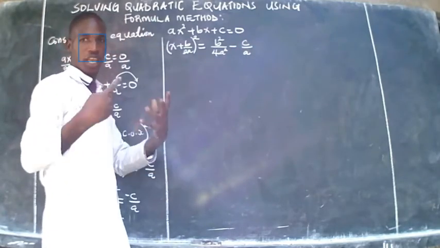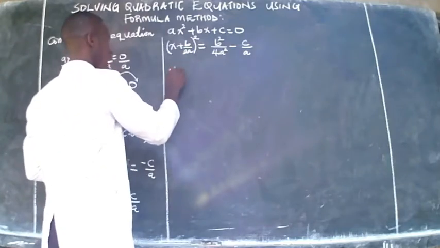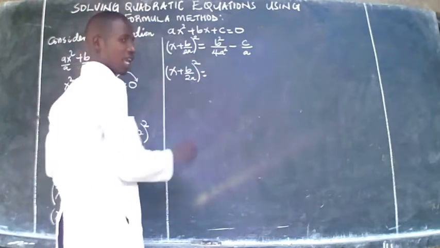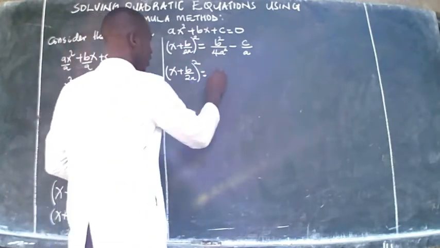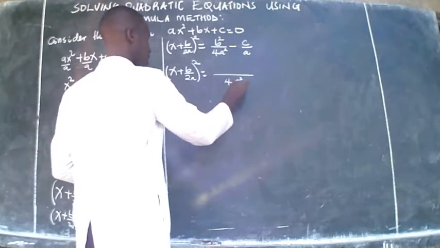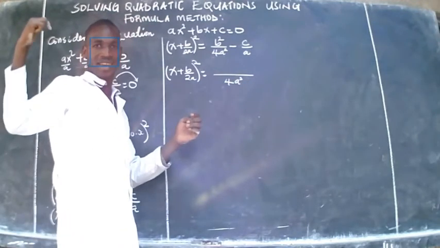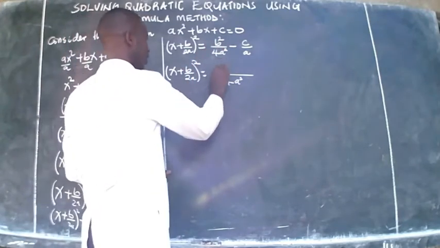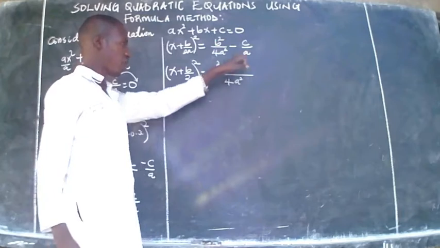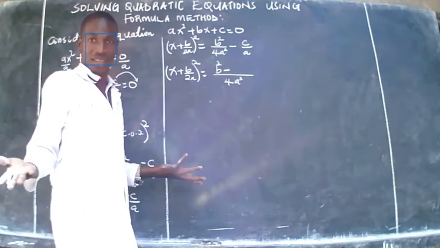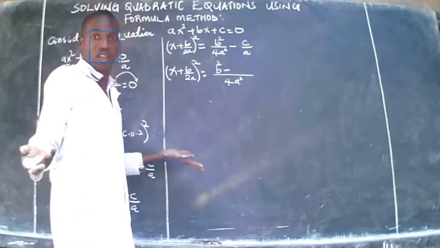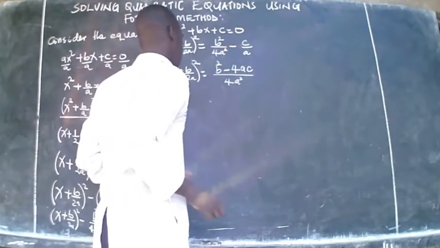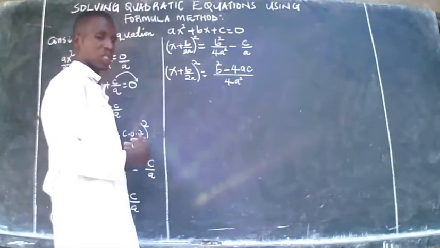After reaching here, we take the LCM. So we shall have x plus b over 2a, squared, equals, the LCM here is 4a squared. 4a squared divided by 4a squared is 1, and 1 times b squared is b squared. Then minus 4a squared divided by a is 4a, and 4a times c is 4ac. Good. Then from there, we take the square root on both sides.